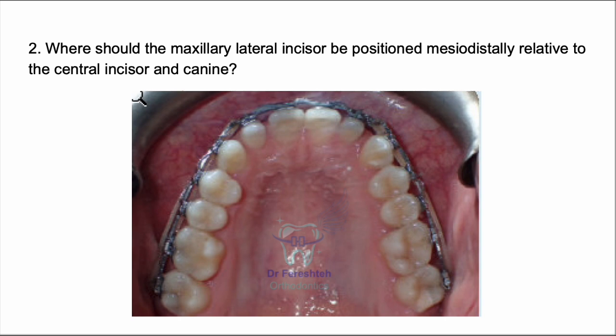Therefore, the peg-shaped lateral incisor should be positioned closer to the central incisor than the canine during orthodontic treatment. We ideally prefer to distribute 1/3 of the space mesial to the peg-shaped lateral incisor and 2/3 of the space distal to the peg-shaped lateral incisor.